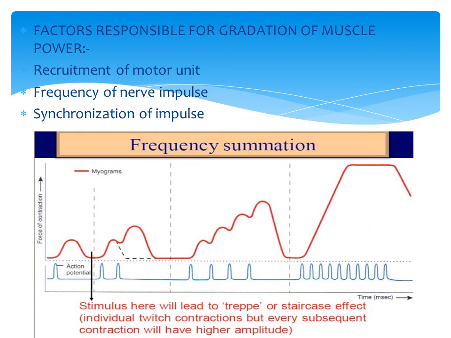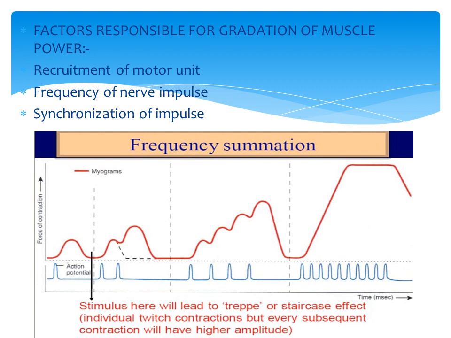Now, coming to frequency of nerve impulses, the motor control system in the brain can vary the force of contraction by varying the frequency of nerve impulses stimulating the muscle. As the impulse frequency increases, its effects are summated and the muscle tension increases.